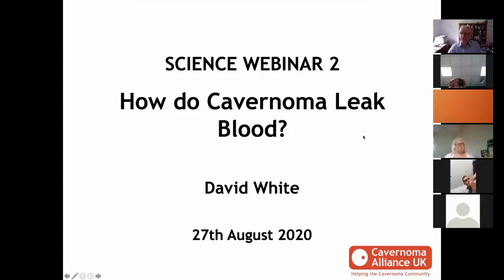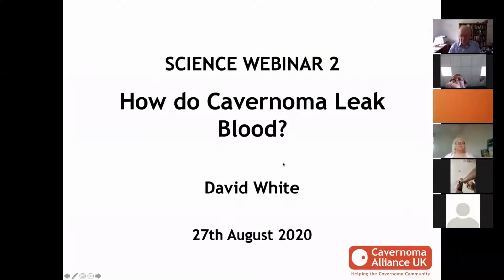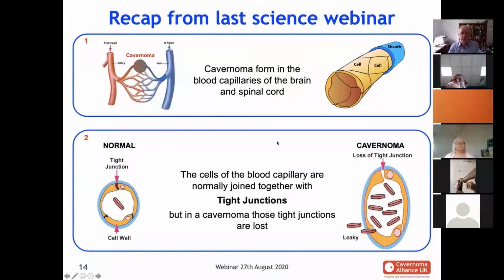So the first slide proper is coming up, and this is a recap, just to remind you that Cavernoma form in the blood capillaries, and the blood capillaries take the blood from the arteries through to the vein and back to the heart. And the blood capillaries are very tiny tubes. This is what one looks like; everything I do is diagrammatic, by the way. It looks a little bit like this.